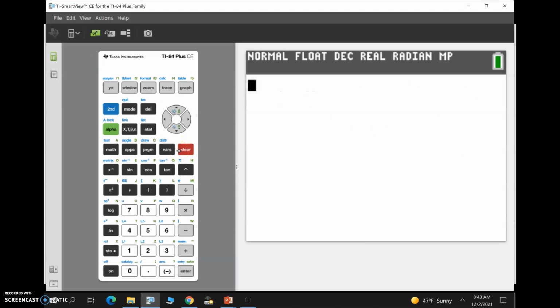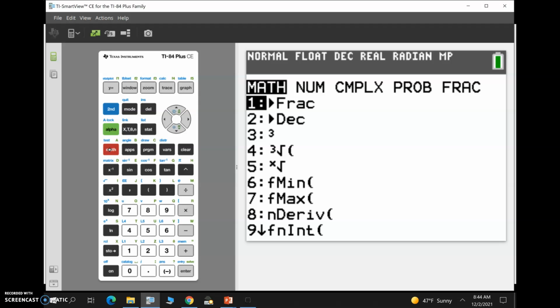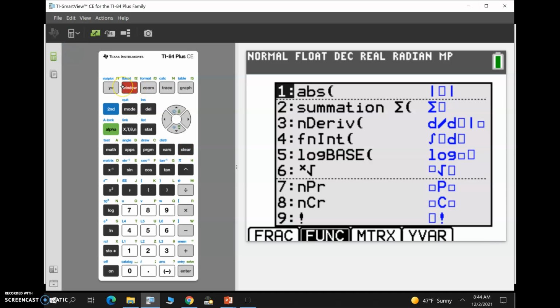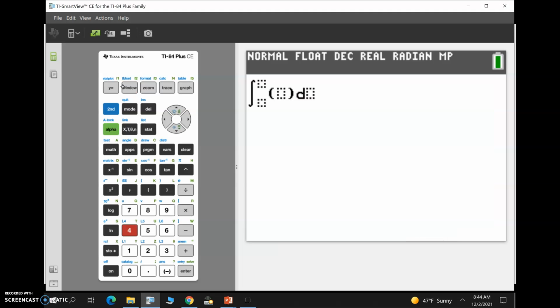All right, and so for that problem, we can do the antiderivative on our calculator, well, the definite integral on our calculator, by going to our math menu and going down to 9 function integrate. That's one way to find it. Or the other way is to go to alpha window, and you can see it there as number 4. So either one of those is going to put the blank one on my screen so that I could put in my a and b values, and then over here I can put in my function.